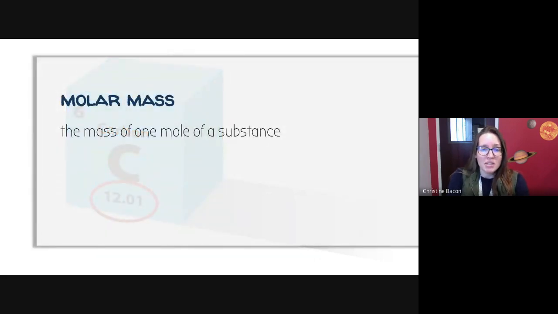So molar mass is the mass of 1 mole of a substance. In other words, 602 hexillion atoms of that substance, or 602 hexillion units of that substance. So you can apply this to a molecule as well.